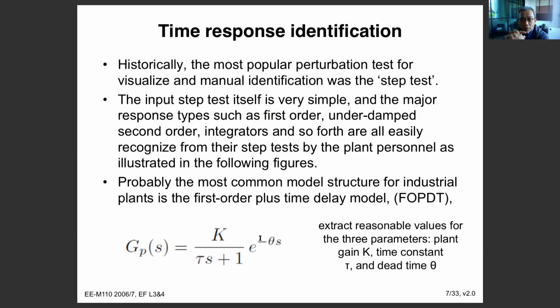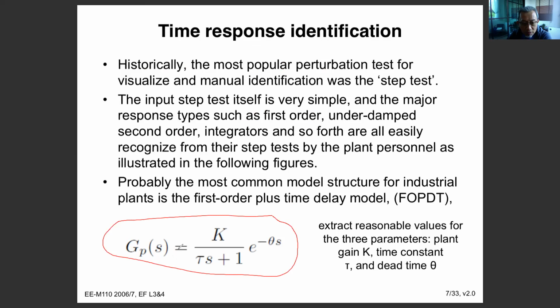Historically, the most popular perturbation is the step test because it is easy to generate. It can be applied to any system, unlike impulse signals. The most common model structure for industrial plants is the first order plus time delay model, the first order plus delay time model.